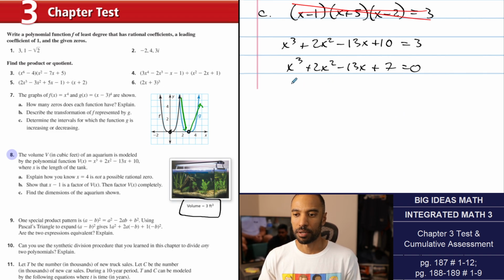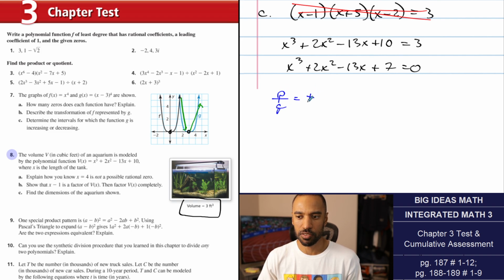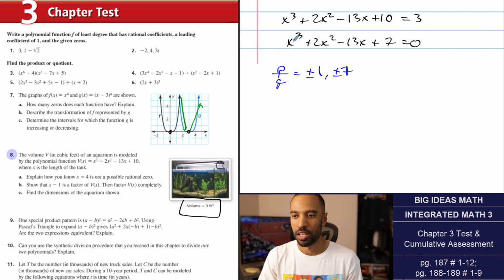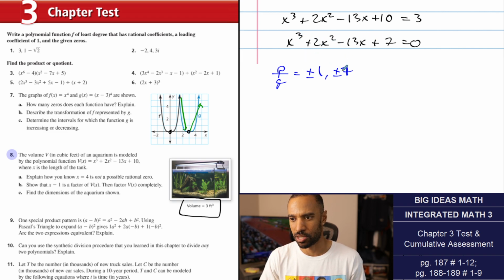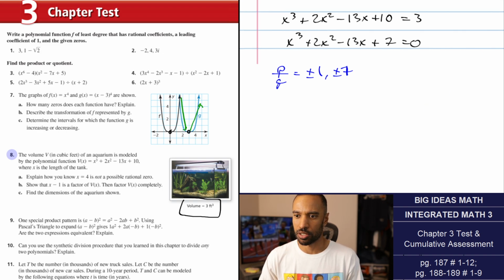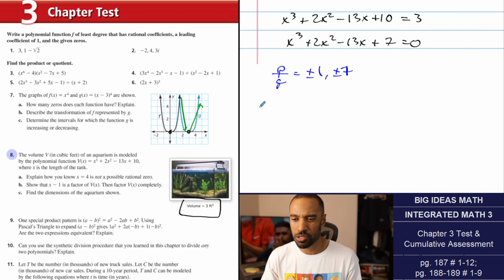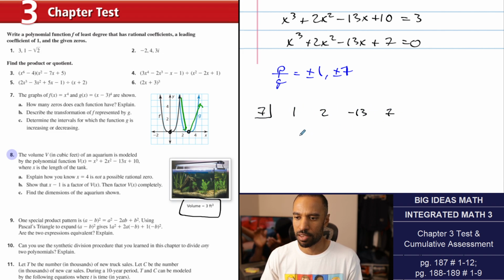Literally all over again. Where now our p's over q's are not factors of 10 over factors of 1. They're factors of 7 over factors of 1. So plus or minus 1, plus or minus 7. Those are our only options here. So kind of an interesting problem. Let's test some numbers. 1 plus 2 minus 13 plus 7, that's not 0. Negative 1 plus 2 is 1, plus 13 plus 7, that's not 0. 7 cubed, oh, let's use the calculator for this one. Actually, let's try synthetic division and see if we can get a 0 remainder. And if we can't, we're just going to go to the graphing calculator and find the irrational solution set, I guess. So let's try 7 with 1, 2, negative 13, and 7.